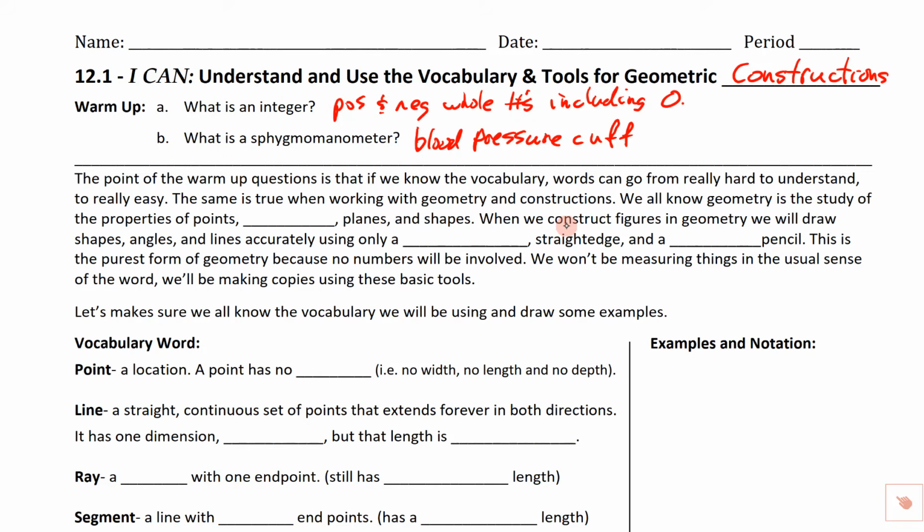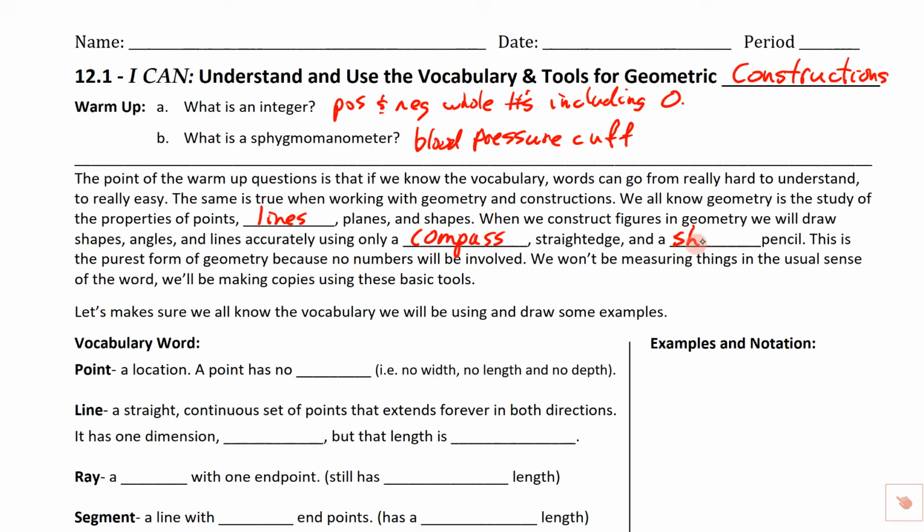Now we all know that geometry is the study of the properties of points, lines, and planes, and shapes. And when we construct figures in geometry, we're going to draw these shapes, these angles, and these lines really accurately using only a couple of tools. So we're only going to use something called a compass, okay? Not a directional compass, but a drawing compass. A straight edge, not a ruler, but an actual straight edge, and a pencil.